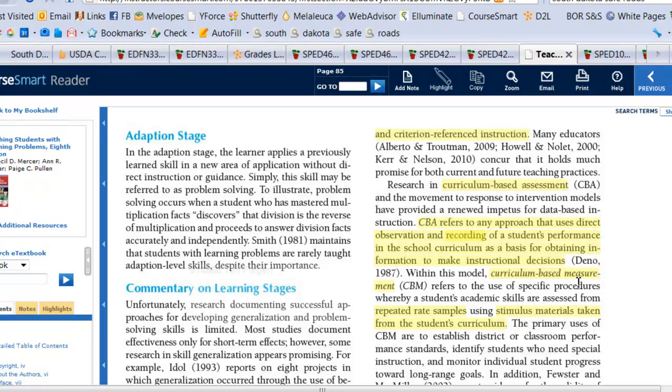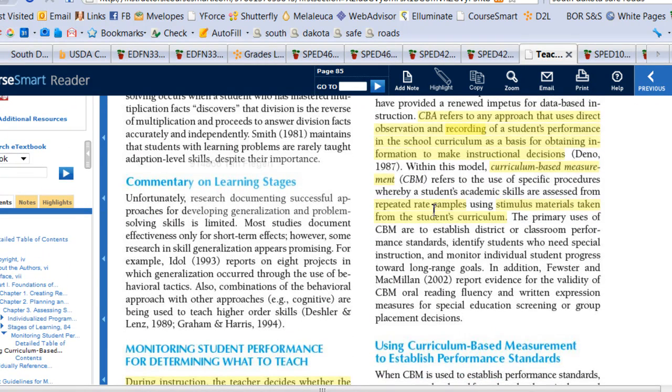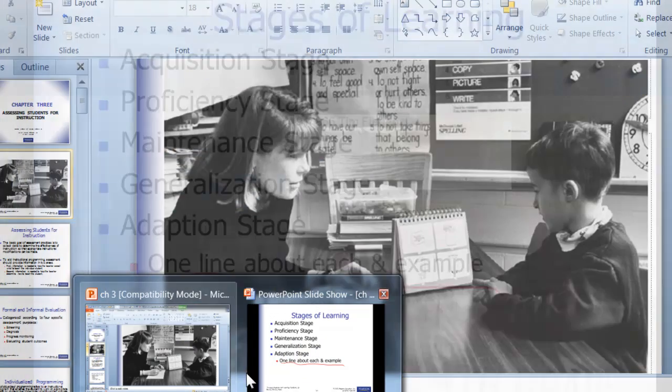So within this model, a curriculum-based measurement. So this CBA is one thing. A curriculum-based measurement refers to the use of specific procedures where a student's academic skills are assessed from repeated rate samples using stimulus materials taken from their curriculum. So repeated rate samples, and rate is the most common way we compare a skill, how fast they can do it. Otherwise, you go back to the stages of learning. If they can't do it at a certain rate, for example, multiplication factors, if you can't do it with a certain pace, you really haven't mastered it.